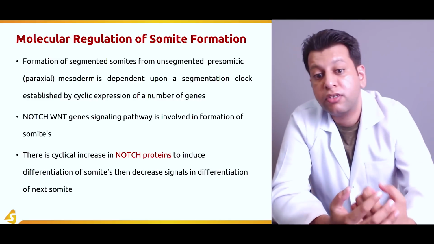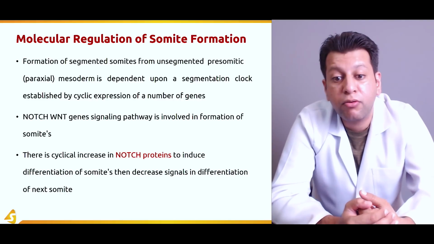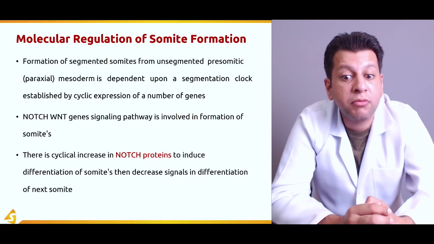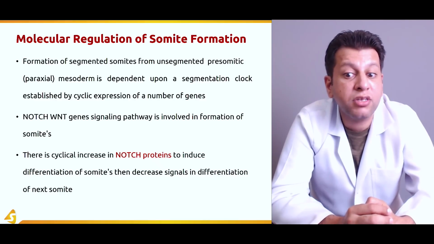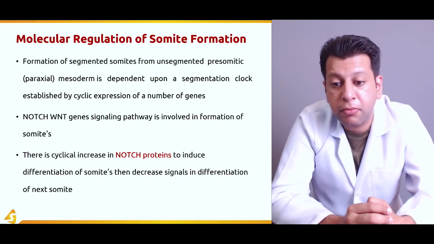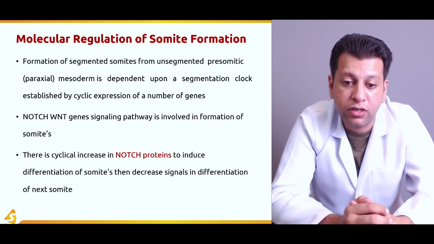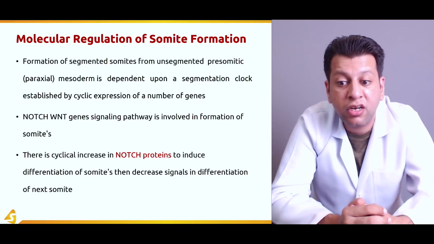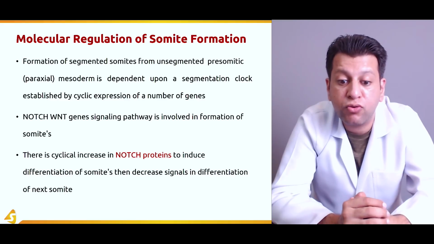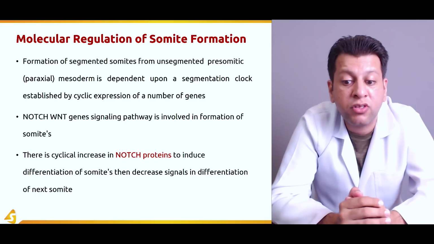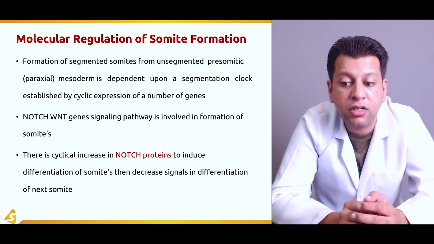So how does the molecular regulation of somite formation take place? Formation of segmental somites from unsegmented presomitic paraxial mesoderm is dependent upon a segmentation clock established by cyclic expression of a number of genes. The Notch and WNT signaling pathways are involved in the formation of somites. There is a cyclical increase in Notch proteins to induce differentiation of a somite, and then a decrease in signals allows differentiation of the next somite.